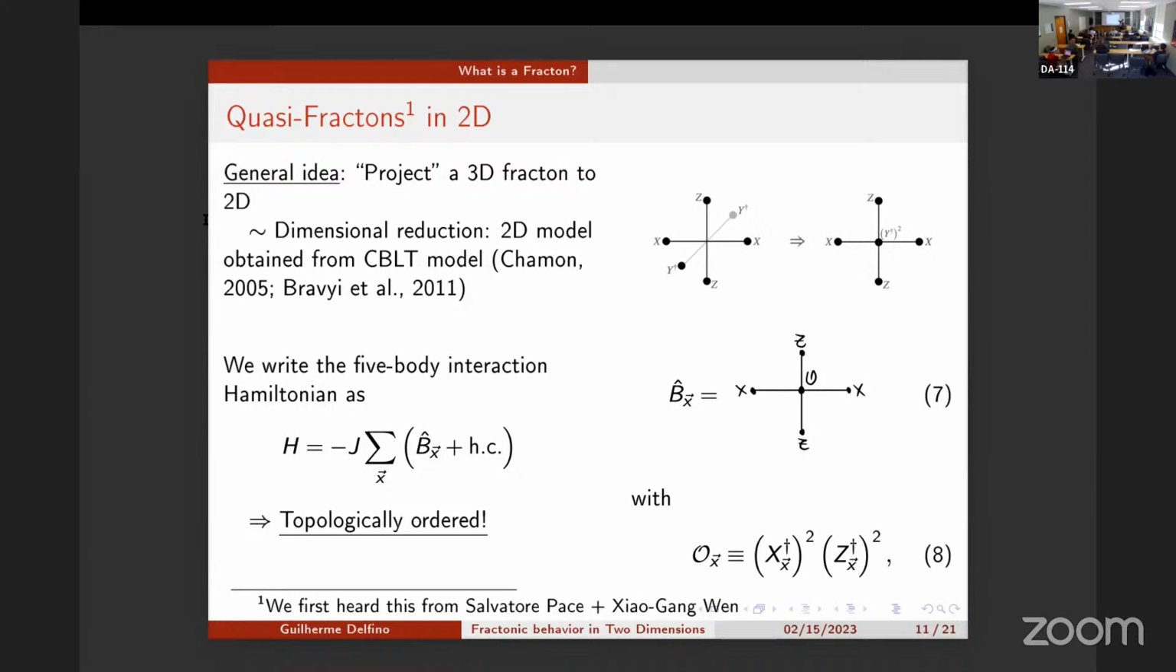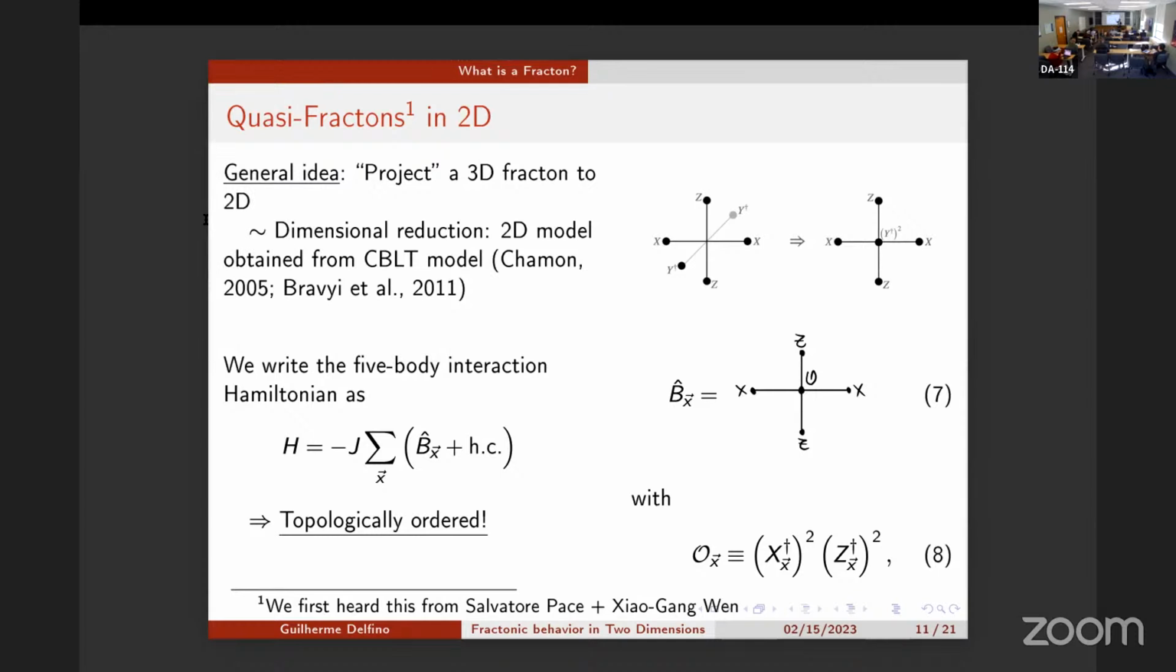And this name here, quasi-fractons, we first heard from Sal and Xiaogang Guan. But then let's try this very naive idea. Let's take a three-dimensional fractal system, for example, the CBLT model, the Chamon code. It is just written like this. It's defined on an FCC lattice.